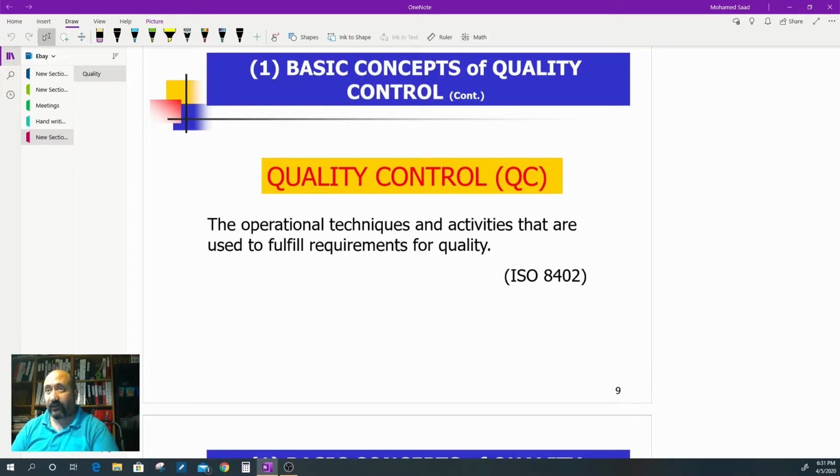So it's very, very important to have quality control in your production line or in your service line, in order to make sure that you make what you claimed you can make.